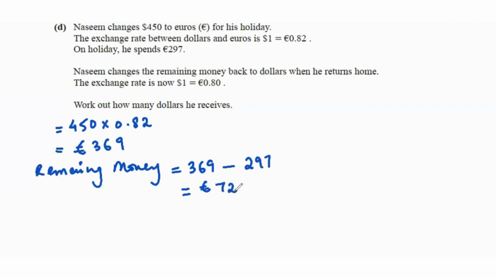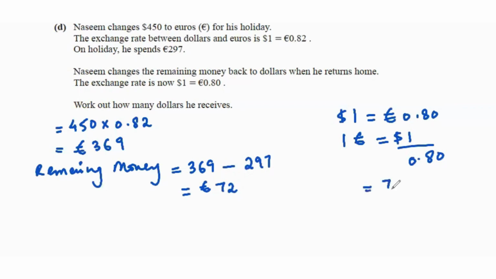Now we convert this 72 back into dollars. If $1 is 0.80 euros, then €1 is going to be 1 over 0.80 dollars. So that's going to be 72 over 0.80, which gives us $90. So that's your answer.